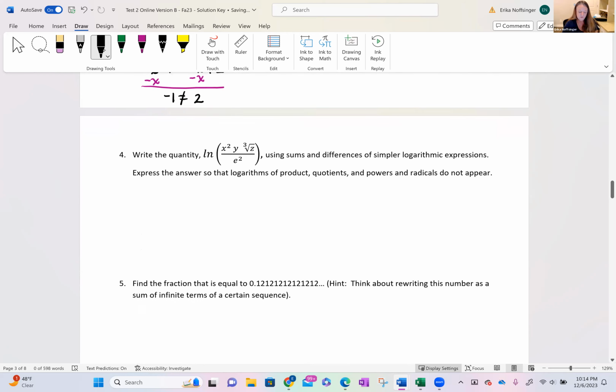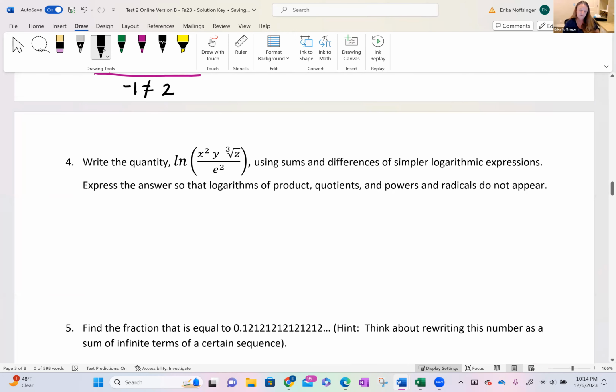So our next question is write the quantity, the natural log of x squared times y times the cubed root of z all over e squared using sums and differences of simpler logarithmic expressions. Express the answer so that the logarithms of product quotients and powers and radicals do not appear. So recall that if we have multiplication within our argument, which there is in our numerator, then we can rewrite that with addition in between the logs of that product. If we have division, which we do, then we can rewrite it with subtraction.